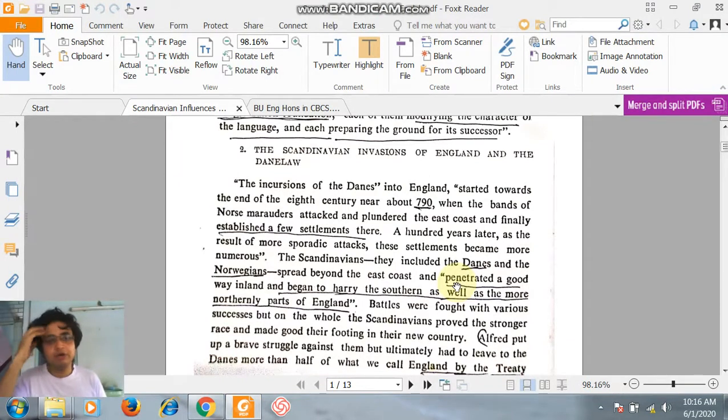Let us discuss a bit about the concept of the Danelaw. The incursions of the Danes into England started around the end of the 8th century.